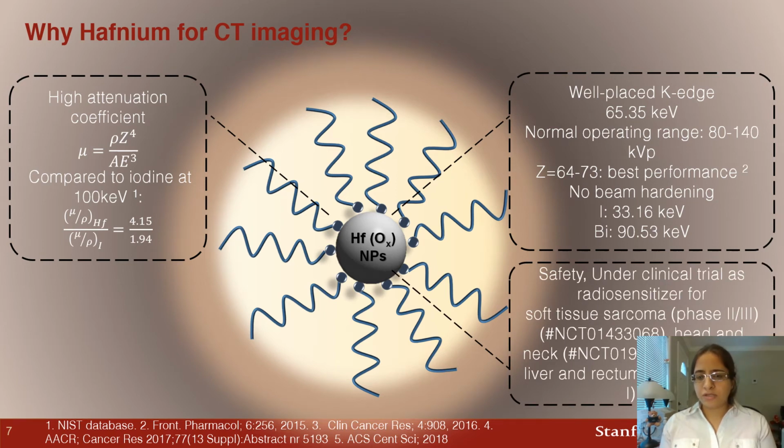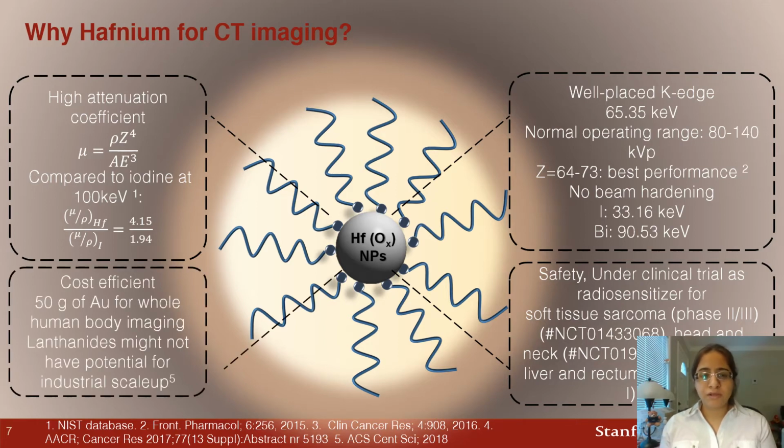On the other hand, these nanoparticles are safe, and that is the reason why they are under clinical trial as radiosensitizers for various types of cancer currently in Europe. Finally, they are cost efficient. Imagine that you want to do whole body imaging using gold nanoparticles. Then you might need as much as 50 grams of gold, which is not really cost efficient. On the other hand, lanthanides might not be a solution because they do not have the potential for industrial scale-up.